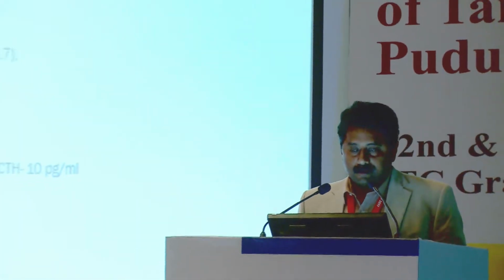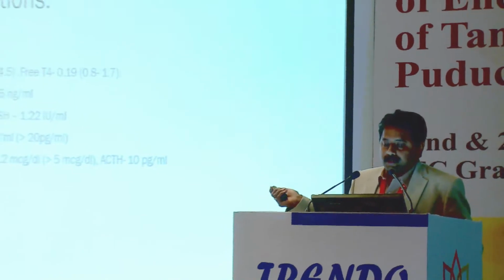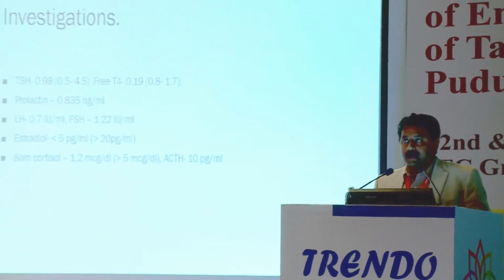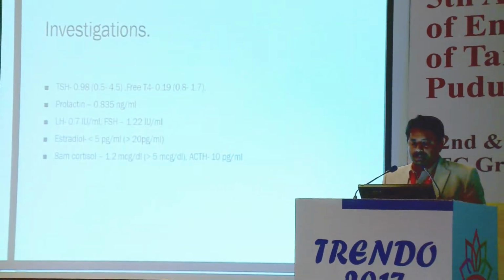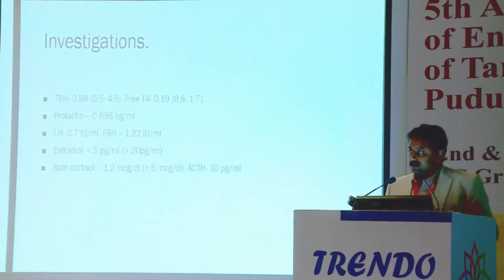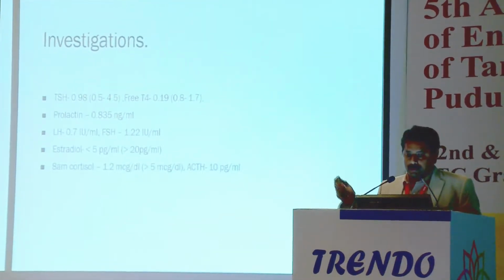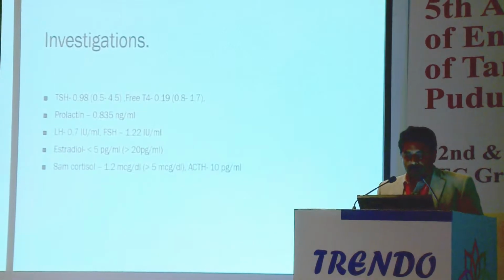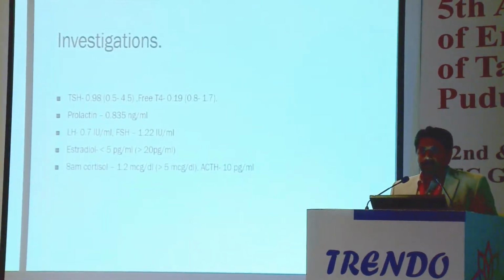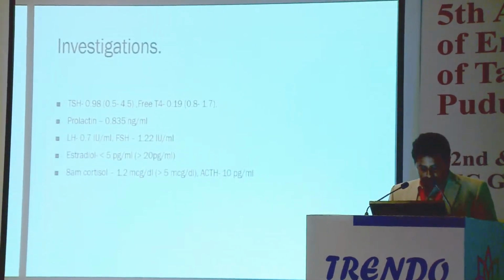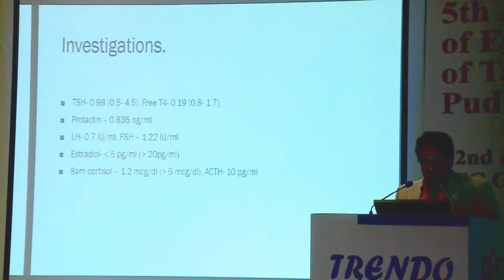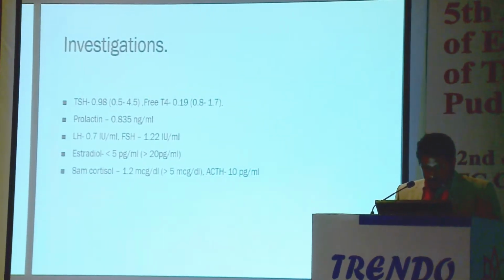So we thought we would repeat a thyroid function. The TSH repeated was again on the lower side of normal, but was not as low as the previous level. But surprisingly, the free T4, which we expected to be high considering a low TSH, was also low. The free T4 was 0.19, looking at the reference range of 0.8 to 1.7. So subsequently other pituitary hormone levels were estimated, which showed all other hormones to be on the lower side.